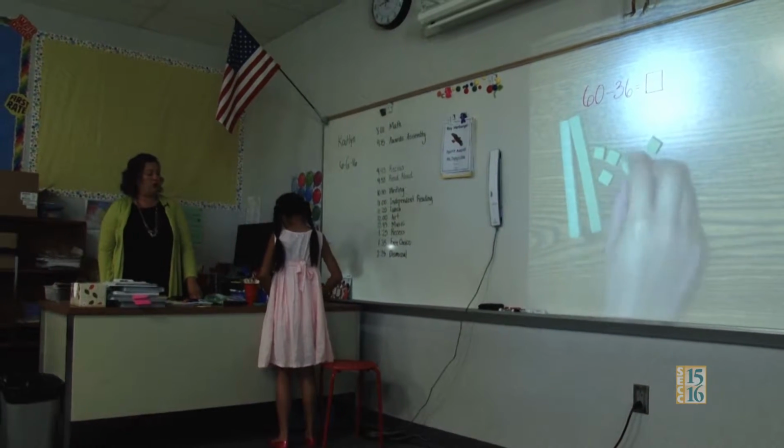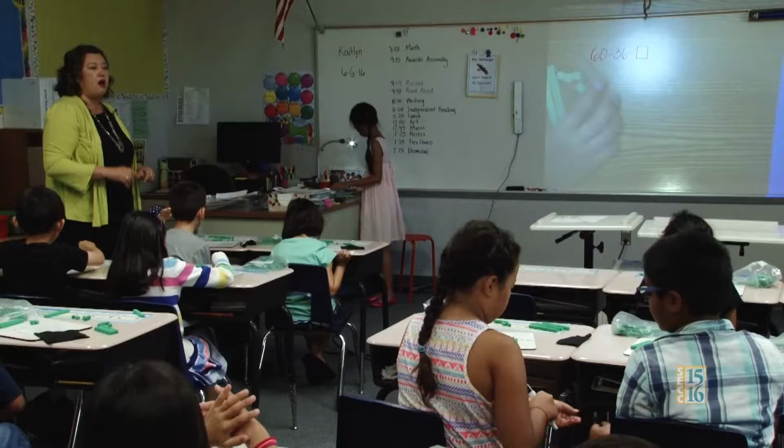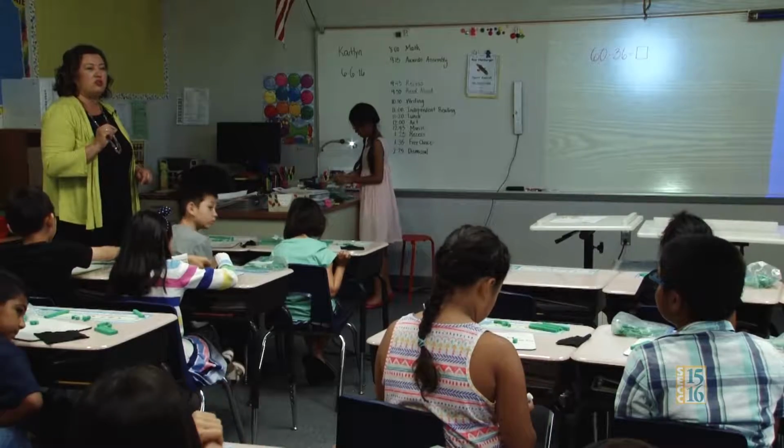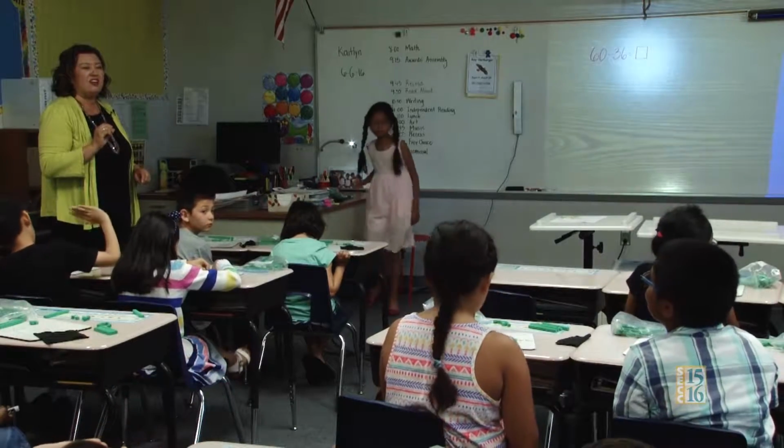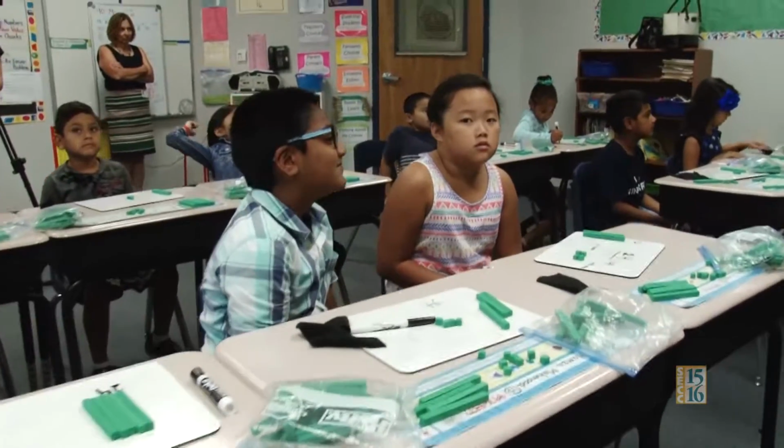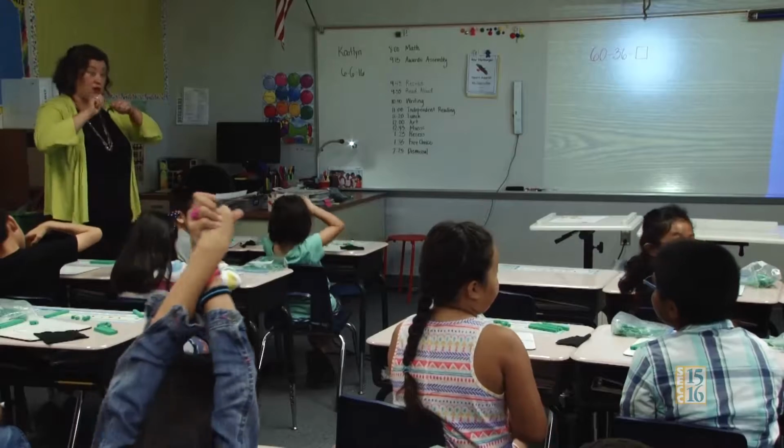So I put the error up, and then I asked students, what do you think was the mistake that was made? What did the student do? And we had a student who was able to tell us. Hamza, what do you think was the issue? I think I forgot to regroup. You forgot to regroup, taking away a 10 and breaking it up?